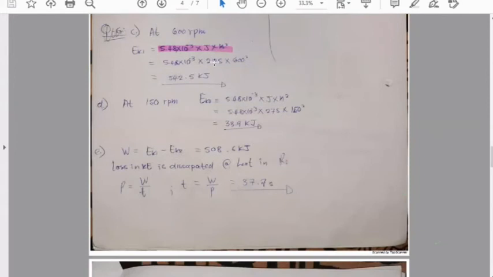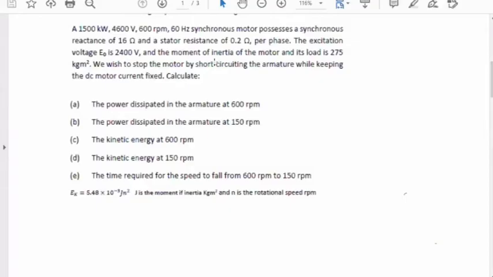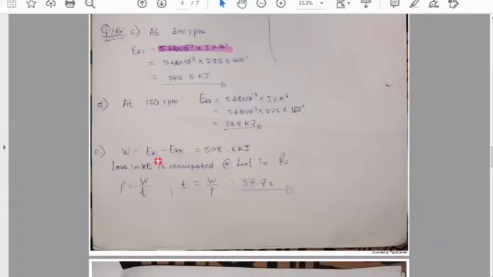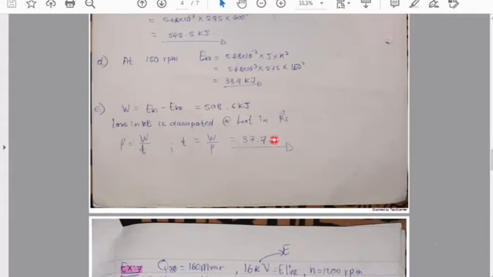So let's look at the next question. The next one says the kinetic energy at 150 RPM. No problem. Let's go. Same thing, it's just that your N will change now. So it'll be 5.48 times 10 to the negative 3 times J times N squared. And that's the value that you will get.